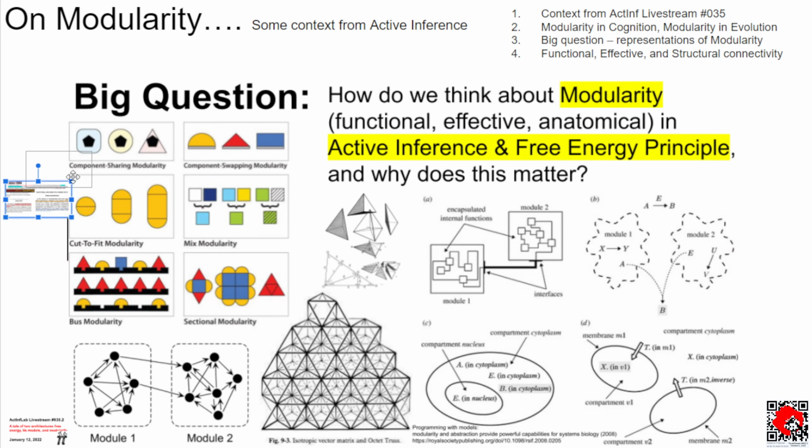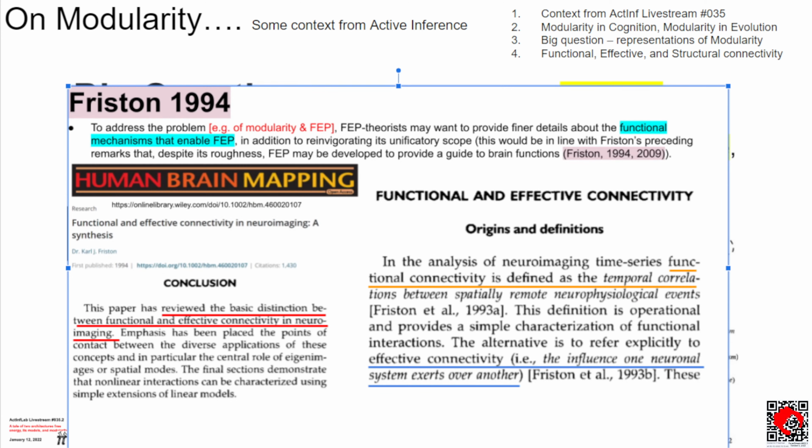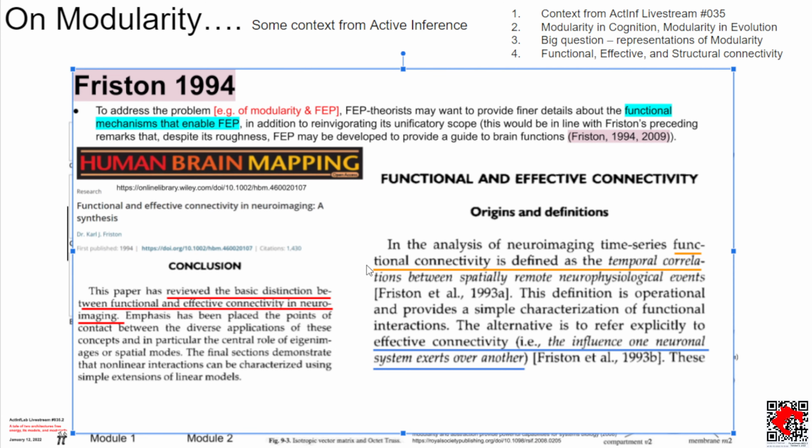And to kind of go one level into that functional and effective connectivity distinction, whereas anatomical is referring to physical structures and their connectivity in just a material sense, functional and effective relate to statistical patterns of variation, in this case in neuroimaging. So here are some quotations from Friston, 1994, on functional and effective connectivity in neuroimaging, a synthesis, just defining the underlined sections on the right.